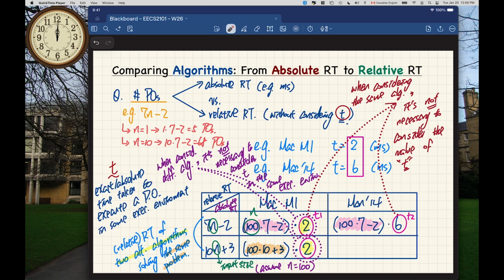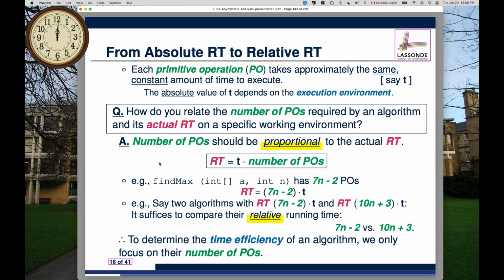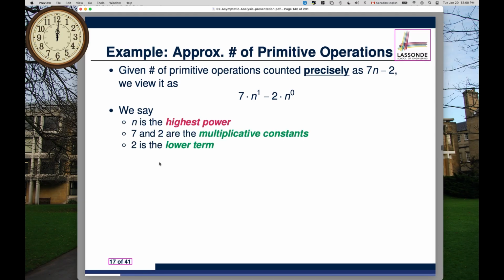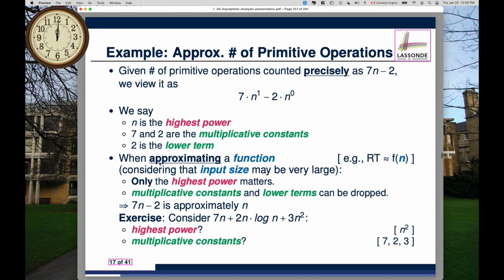Okay. So let's now move on to relative running time. And the next slides I'm going to go over. So this part here is done. Actually, I think the one I just did was slide number 16. And we're going to do slide number 17. So 17 here is just going to give you some relative time example. And then there will be certain terminology I want to clarify, things like a multiplicative constant, highest power, and also lower terms. So things like that.